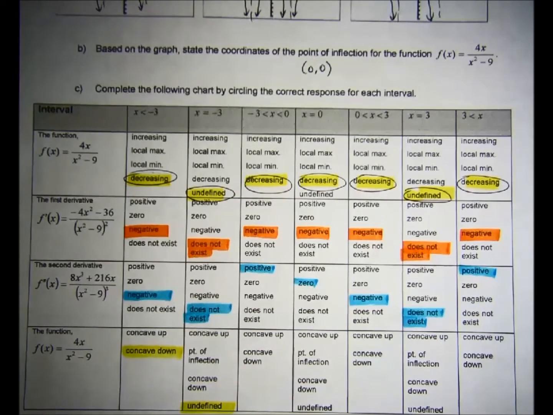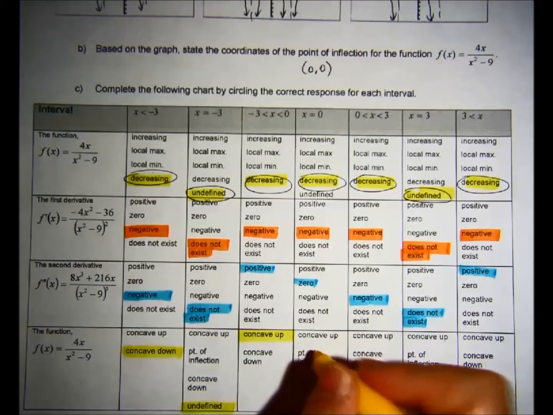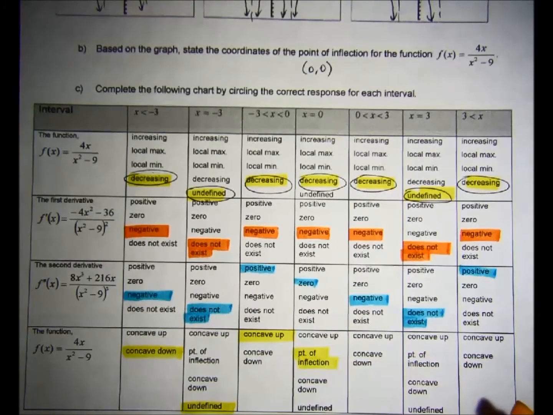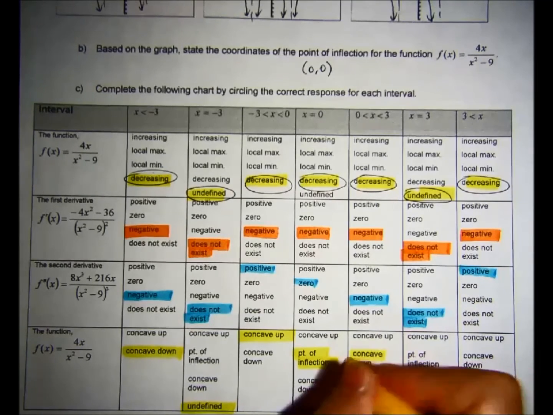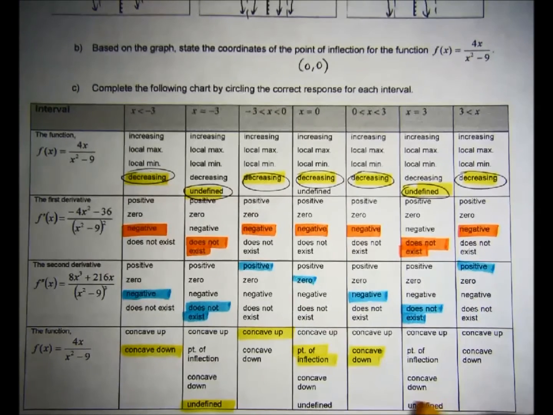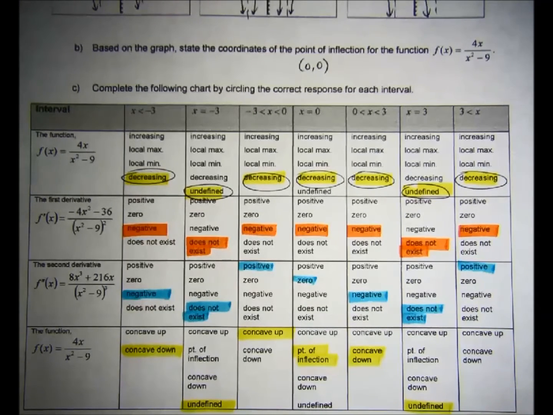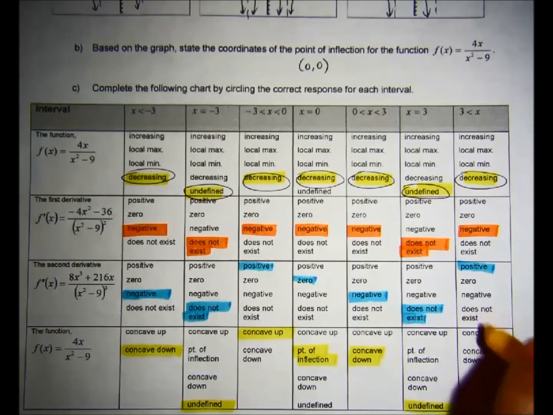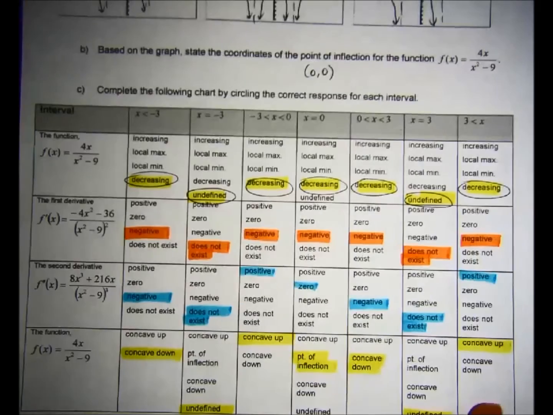Undefined at x is equal to -3. Concave up from -3 to 0. And at x equals 0, we have our point of inflection. Then when x is between 0 and 3, the graph is concave down. At x equals 3, undefined. And then when x is greater than 3, concave up.